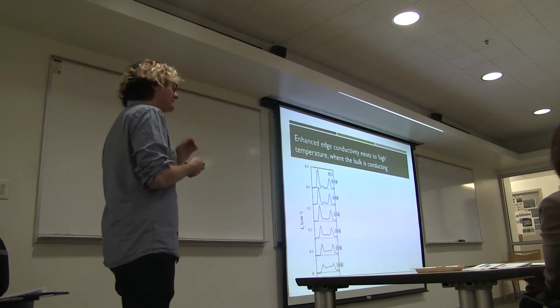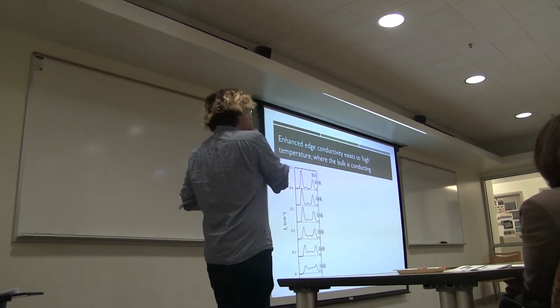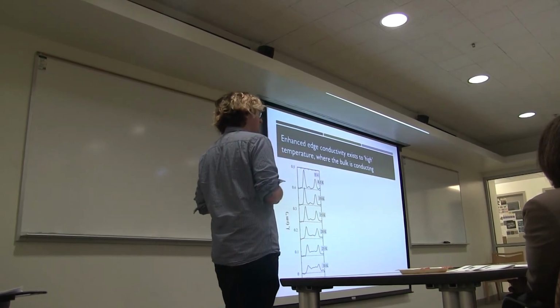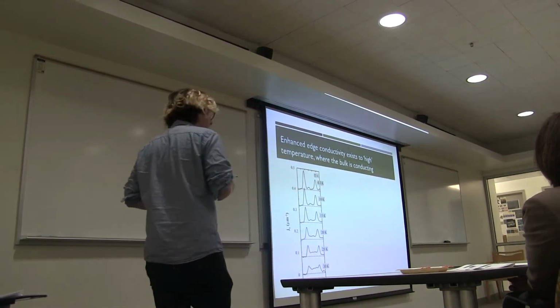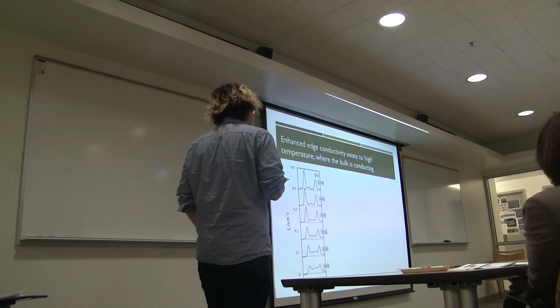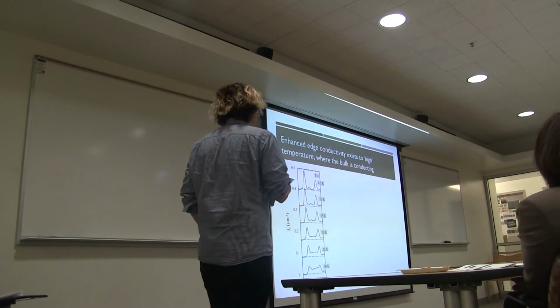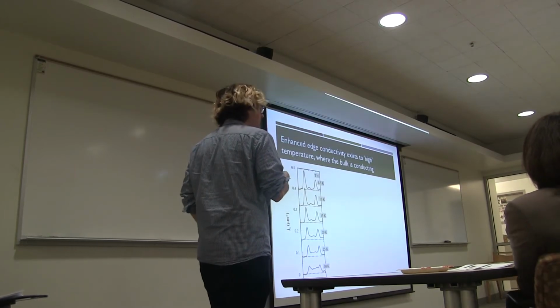Sorry, just in terms of the units, is the current unit arbitrary? Here it is not. Sometimes I'll plot it in arbitrary units, but this is normalized. This is normalized to the total current flowing through the sample, so the integral over this line cut will be 1.